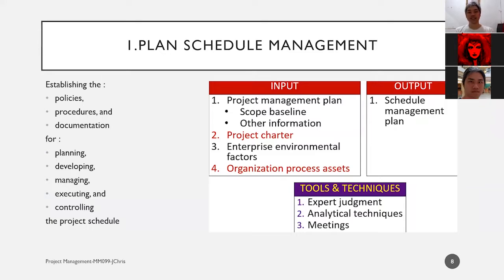In this process, there are 4 inputs, and the output is the schedule management plan. The tools and techniques needed are expert judgment, analytical techniques, and meetings. Now, the schedule management plan itself is a document that can be used for further detailed planning, developing, managing, executing, and controlling the schedule itself. So the schedule management plan is not the schedule itself, but how we manage the schedule.